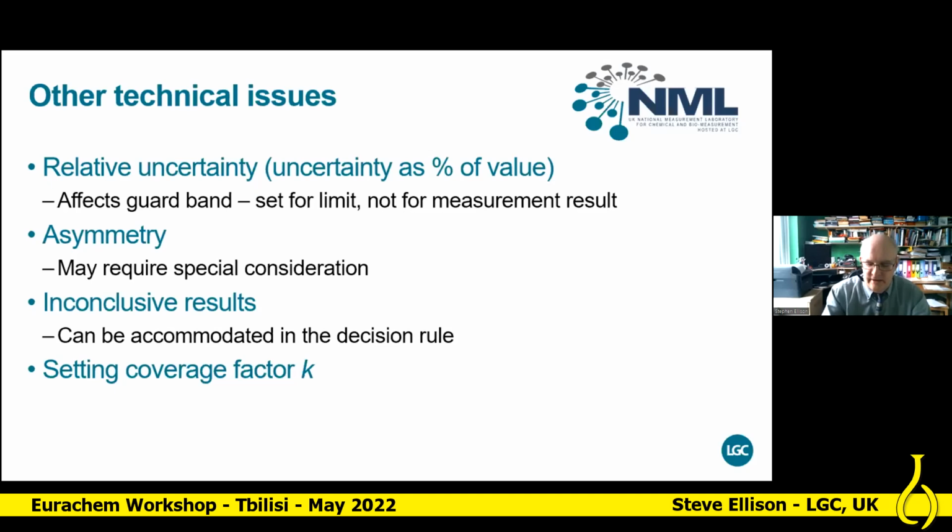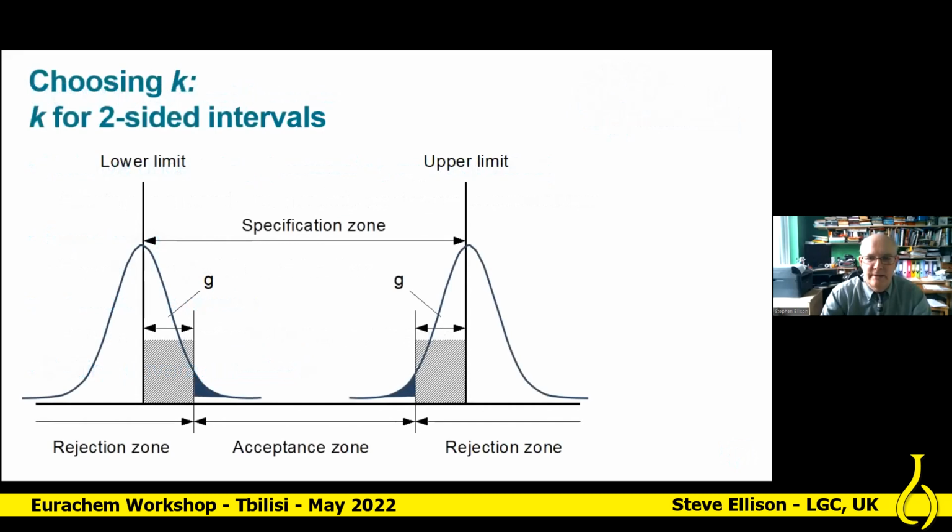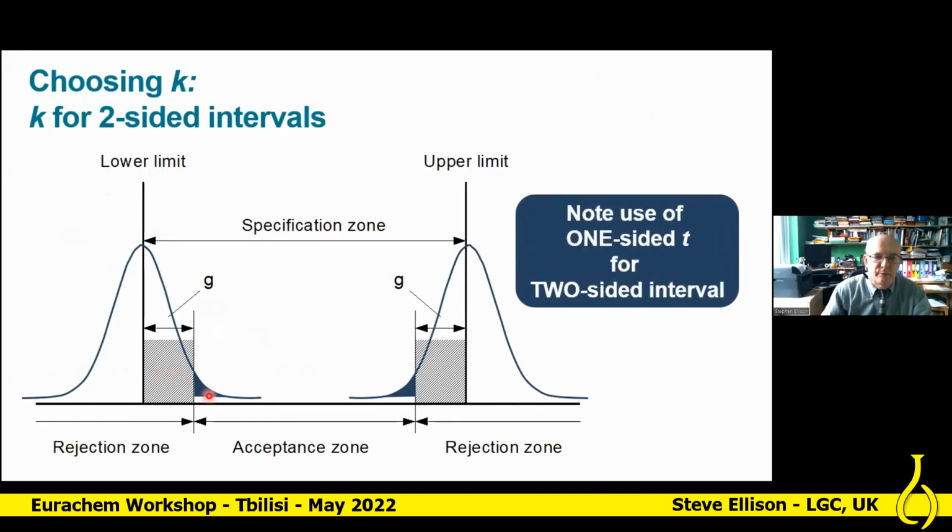And another thing that is slightly intricate is setting the size of the guard band. It's usually set as the expanded uncertainty, but if you want exact 5% probabilities of false declaration, then you actually need to use a one-sided value of Student's t. In other words, instead of using k equals 2, the guard band would be set with k as approximately 1.65, which is slightly smaller. That means that if you're using k equals 2, you're doing a little bit more than you have to to protect your usually customer.